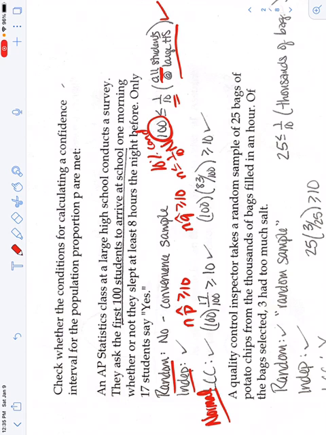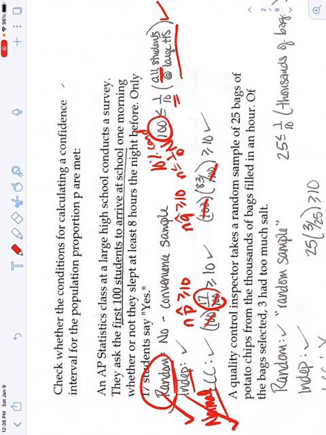And my sample said that 17 said yes, so that's 17 out of 100. Hundreds cancel. 17 is bigger than 10, not by much. So then I have 83 who said no, and the 83 is bigger than 10, so that's good. So for this problem, it is independent and it is normal. However, it is not a simple random sample.